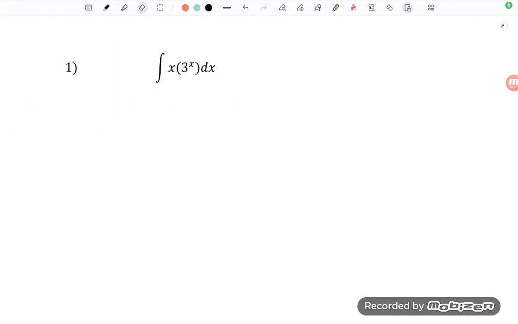So we want to integrate x times 3 to the power of x with respect to x. For this question we need to use integration by parts. To do integration by parts, the first thing we need to do is factorize, or identify: the integrand is the multiple of what? It must be a multiple of two things. So there should be two things being multiplied.